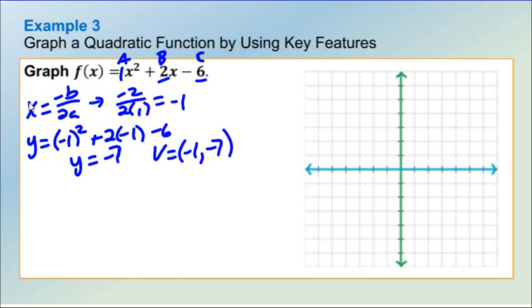So I'm going to count all these by ones. I'm going to put my axis of symmetry at -1. My vertex is at -1, -7. Since my a is positive, I know it's opening upward. Now I can use my y-intercept, which is at -6. So 0 and -6 would be here. I can mirror that one. And as long as I have my vertex and a point on each side, I can create my parabola.